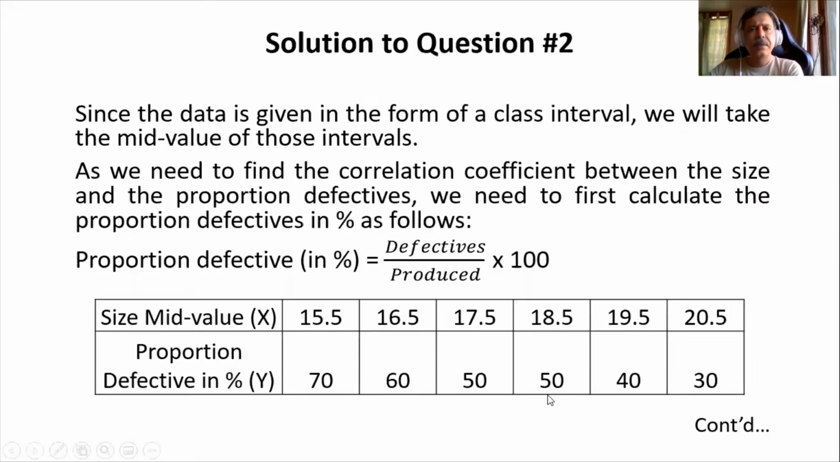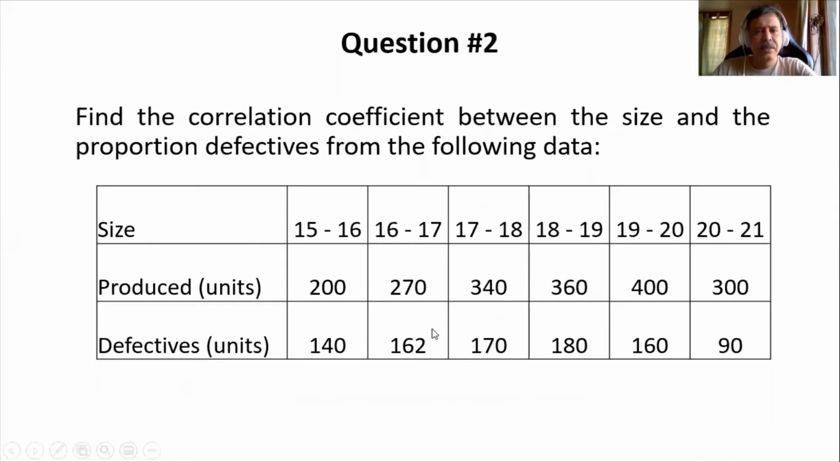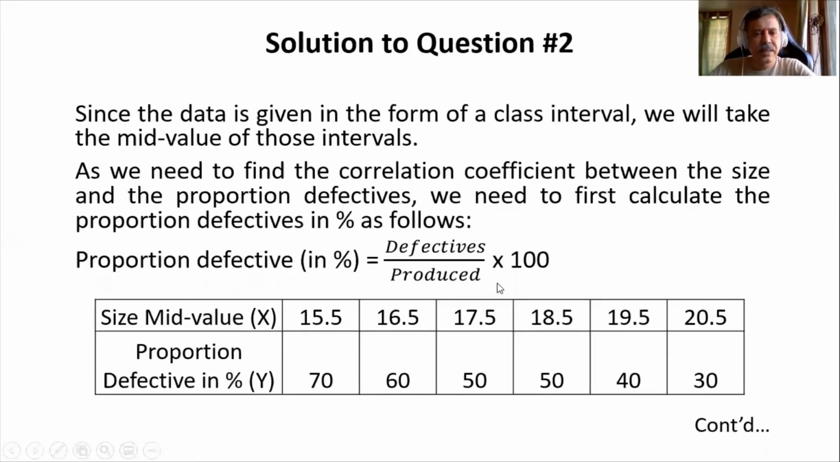How do we solve it? Since the data is given in the form of a class interval, we need to take the middle value. In the sense, 15 and 16, the middle value is 15.5. Likewise, 19 and 20, middle value is 19.5. 20 and 21, middle value is 20.5. So those things we have to consider as our variable x, 15.5, 16.5, up to 20.5.